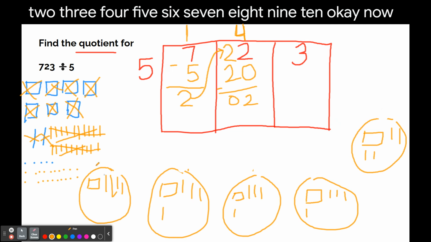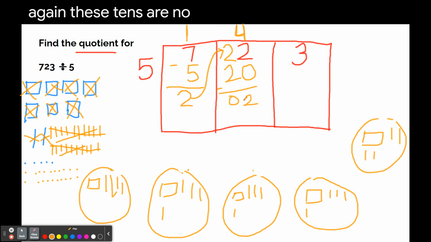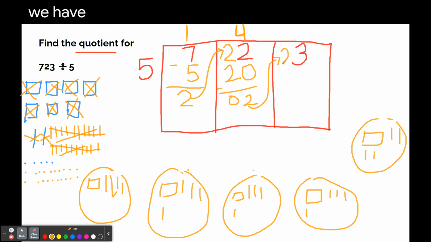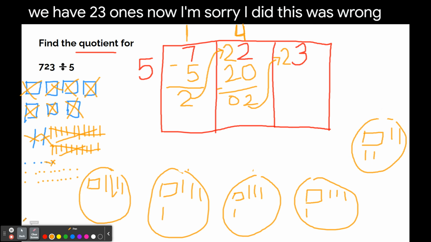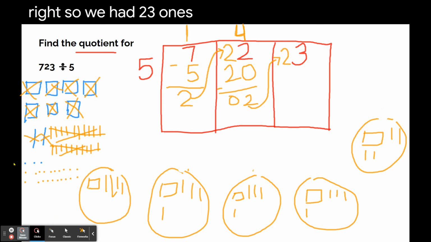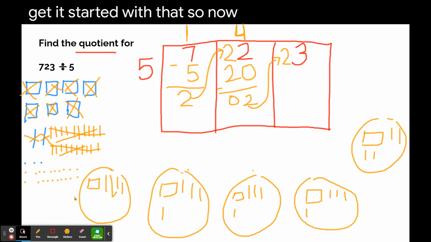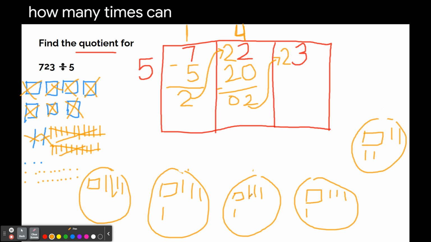Okay. Now again, these tens are no longer tens. They are ones now. So we're going to take this 2 and move it to the ones. And we have 23 ones now. Oh, I'm sorry, I did this wrong. All right. So we had 23 ones. Sorry, guys, I don't know why I put down 5 there. So now let's divide that up. How many times can 23 be divided into 5 groups?